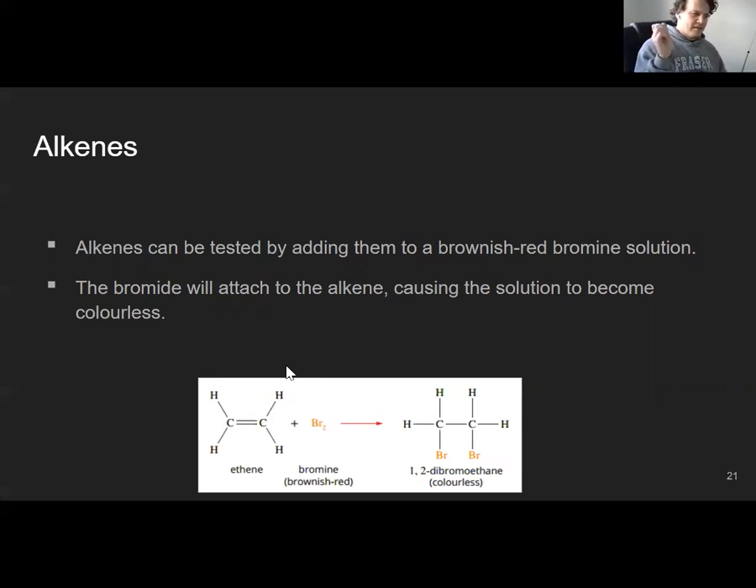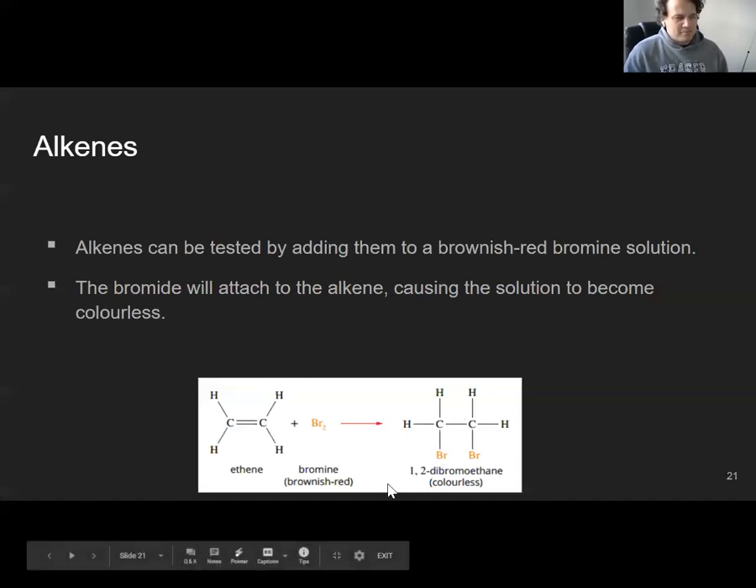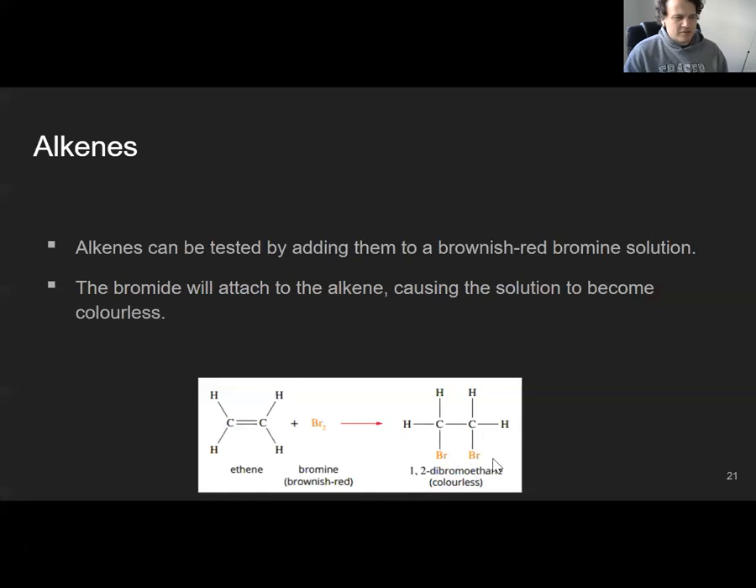If we add an unknown substance that happens to be ethene with a double bond, and we'll learn about this in the next session, which I might upload today or tomorrow, we'll react to form a haloalkane. And because the bromine attaches itself to here, the double bond between carbon and carbon breaks, and we lose that color. The color changes.